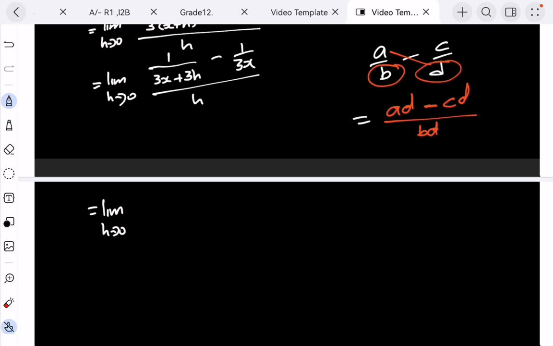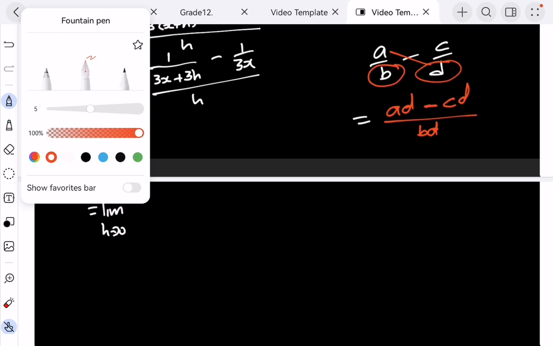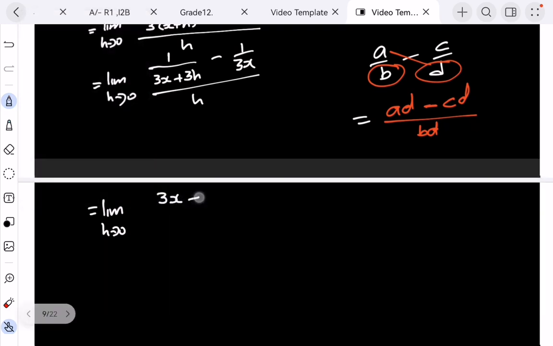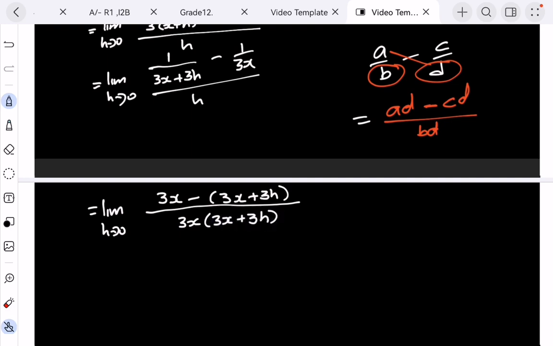So we're going to say 1 and 3x, which will give me 3x, then minus 3x plus h times 1. Because there's a minus there, make sure you put a bracket because it's going to affect this. Then the denominator will be 3x times 3x plus 3h, because you multiply them together, all over h. Don't forget you still have that h, right?